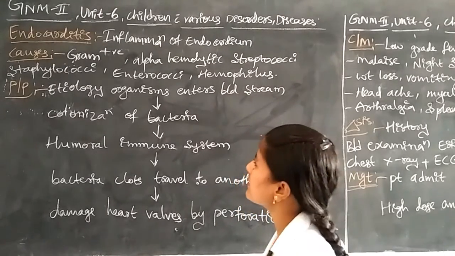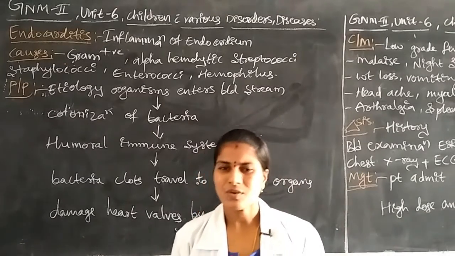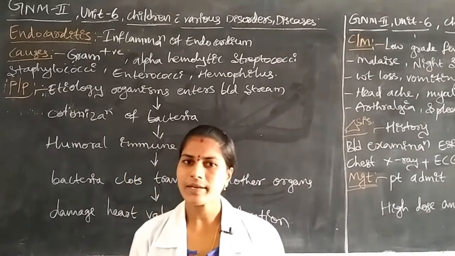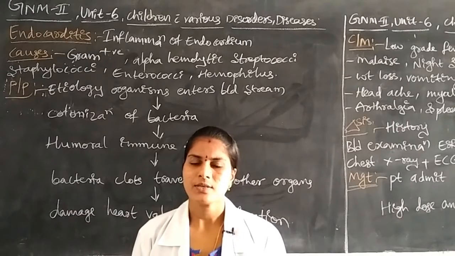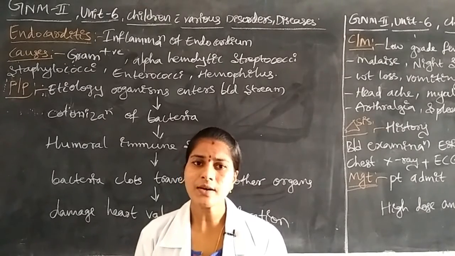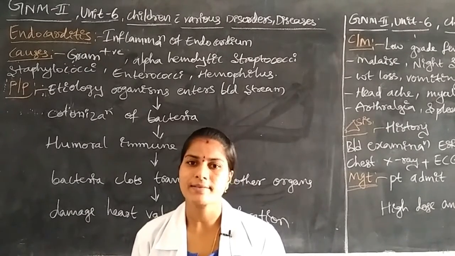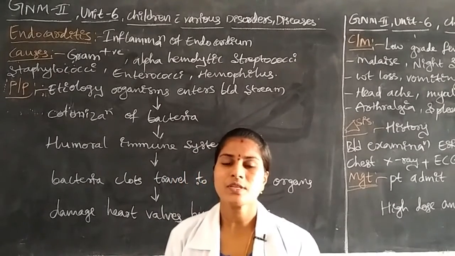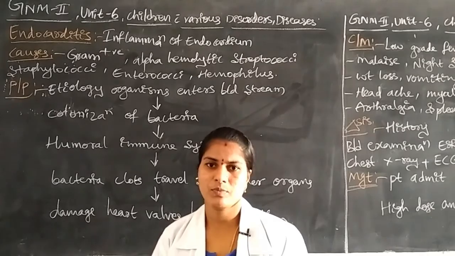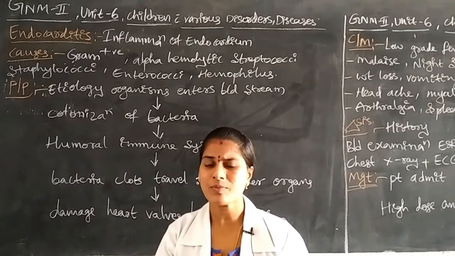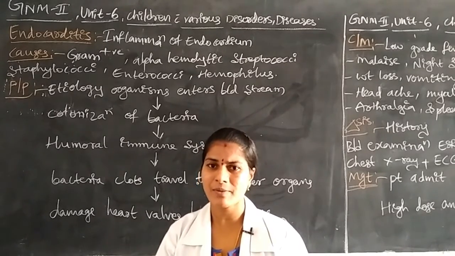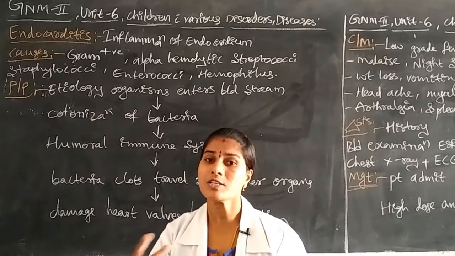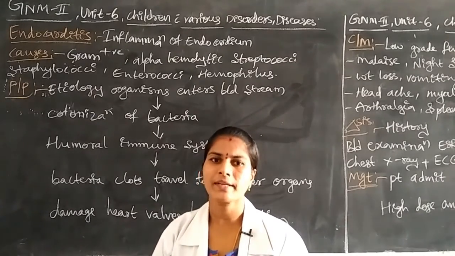Next, we will discuss the causes. What are the reasons, what is the cause for endocarditis in children? First, the gram-positive organisms. Organisms are classified as gram-positive bacteria and gram-negative bacteria. Especially, endocarditis is caused by gram-positive bacteria.